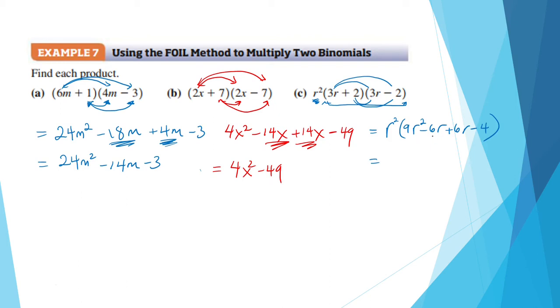Let's simplify. The two terms in the middle cancel out again. We get r squared times 9r squared minus 4. And we can distribute that r squared now. We'll distribute that r squared. This gives me 9r to the fourth minus 4r squared.